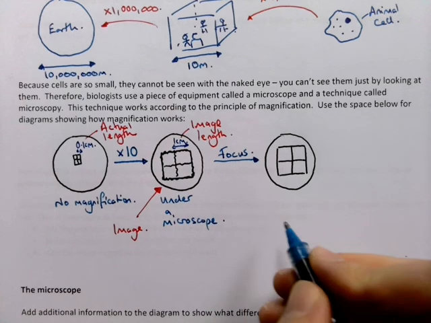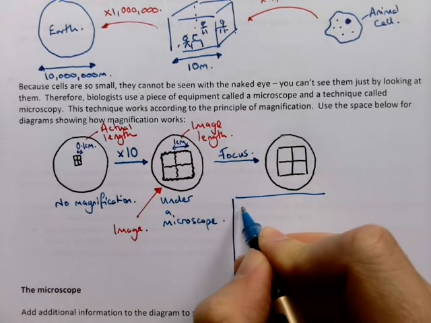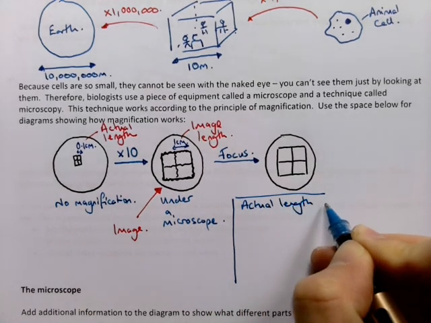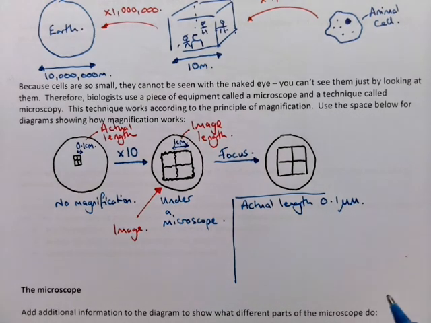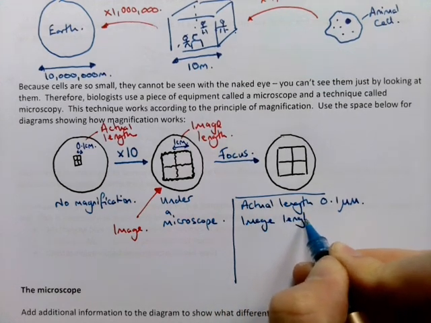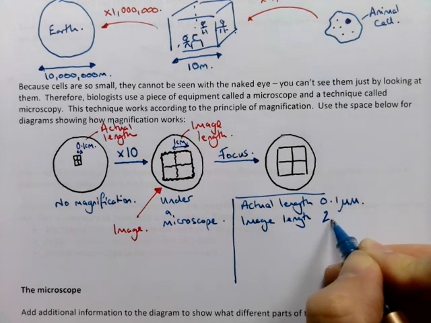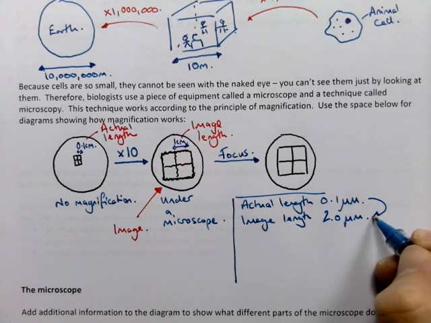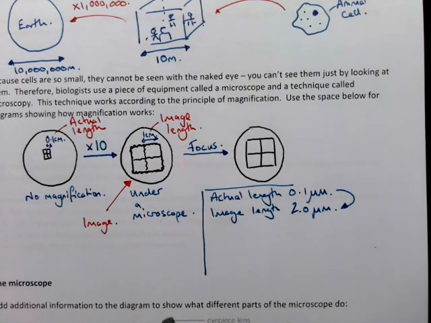So let's just do a few examples. Let's do them down here. You can do them in your book if you want. Let's say I've got an actual length of 0.1 micrometers and an image length of 2.0 micrometers. What is the magnification? Well, if you want, you can pause it now and have a go at it if you think you know what the answer is.